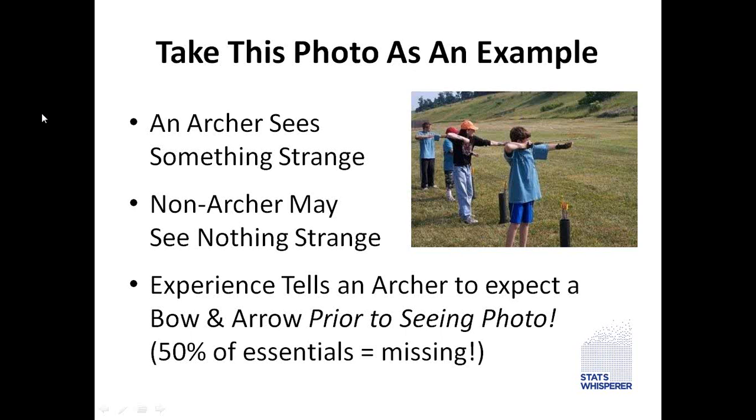So the archer knows before he looks at photos of people performing archery that there should be a bow and an arrow. So here, 50% of the essentials are missing. The archer can see that right away. But if you're not an archer, you've never seen or heard of archery, 50% of the essentials are missing, but you might not even realize anything's missing. And it's the exact same way with the peer-reviewed research article. Huge fundamentals could be missing, but if you don't know what should be there before you read it, you wouldn't notice that.